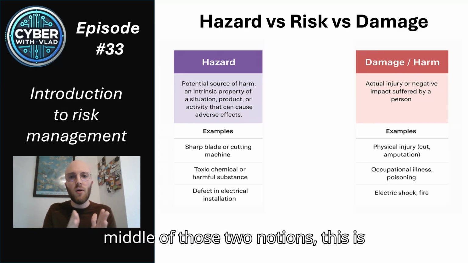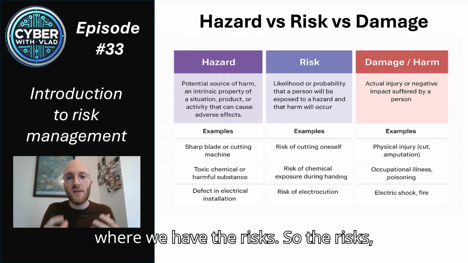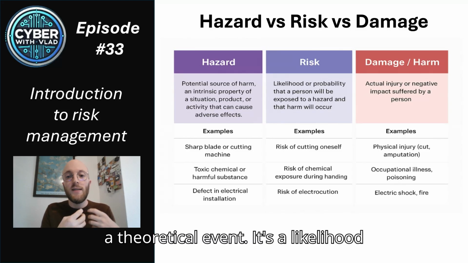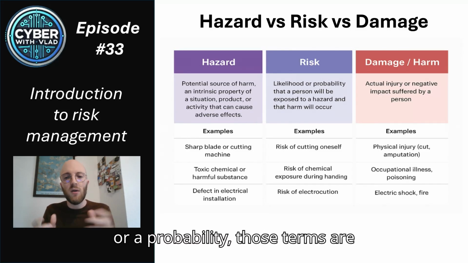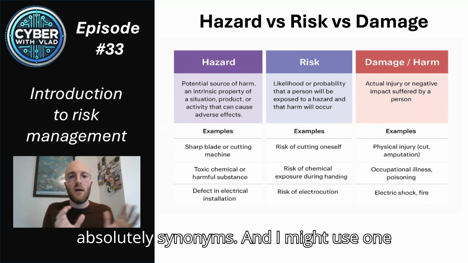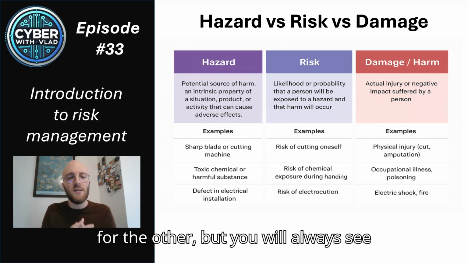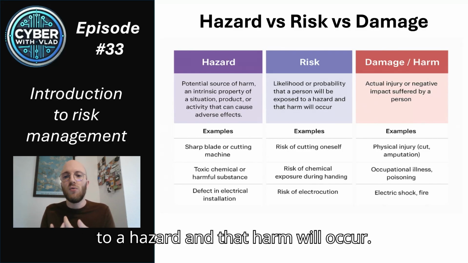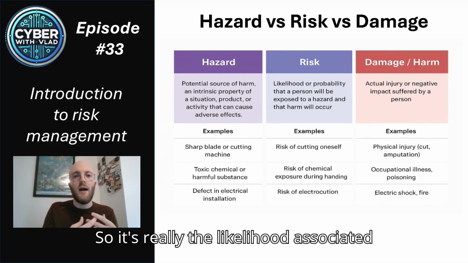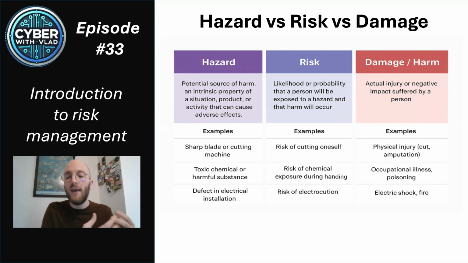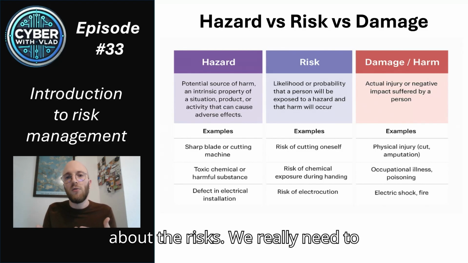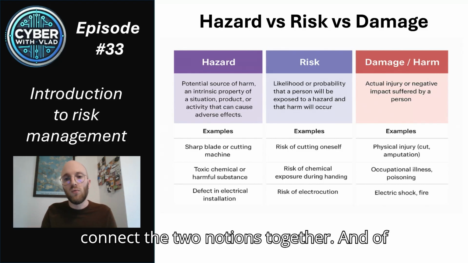And right in the middle of those two notions, this is where we have the risks. It's important to understand that a risk is a theoretical event. It's a likelihood or a probability. Those terms are absolutely synonyms, and I might use one for the other, but you will always see both of them. It's a likelihood or a probability that a person will be exposed to a hazard and that harm will occur. So it's really the likelihood associated with the exposure to a hazard resulting in damage. If there is no damage, then there is no point in talking about the risks. We really need to connect the two notions together.